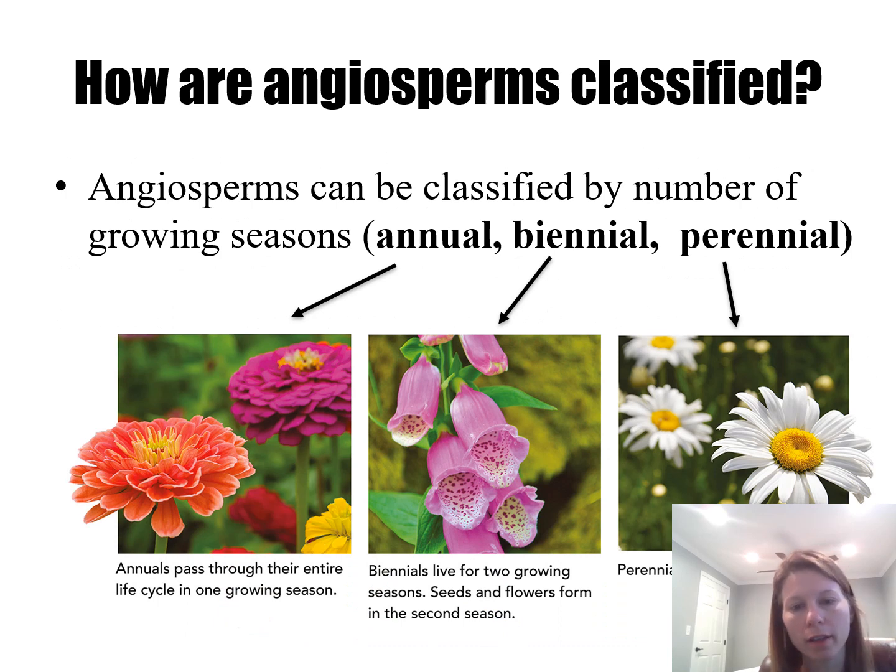We can also classify them based on their growing season. So if they bloom and die all in one season, those are annuals. If it takes 2 seasons, those are biennials. And if they keep coming back every year, those are perennials. A good example of a perennial would be grass.